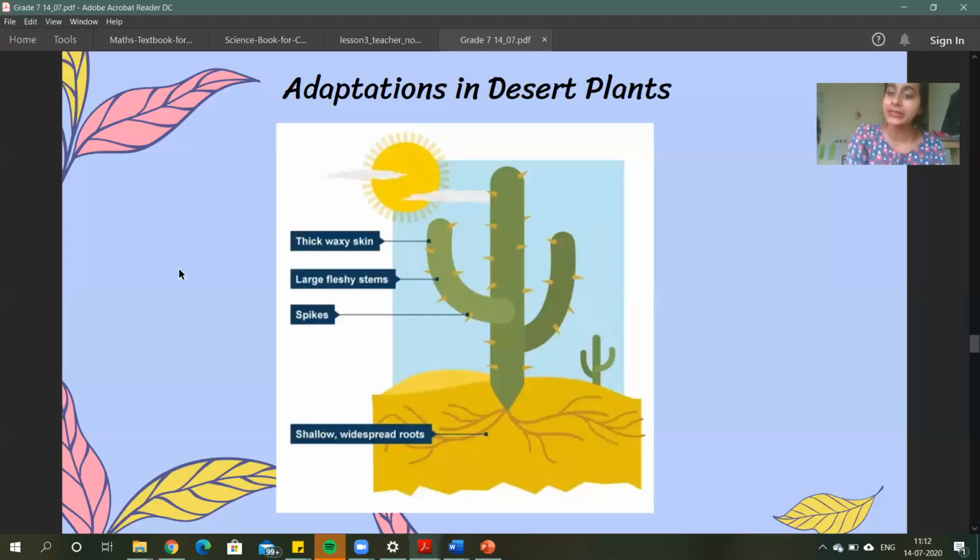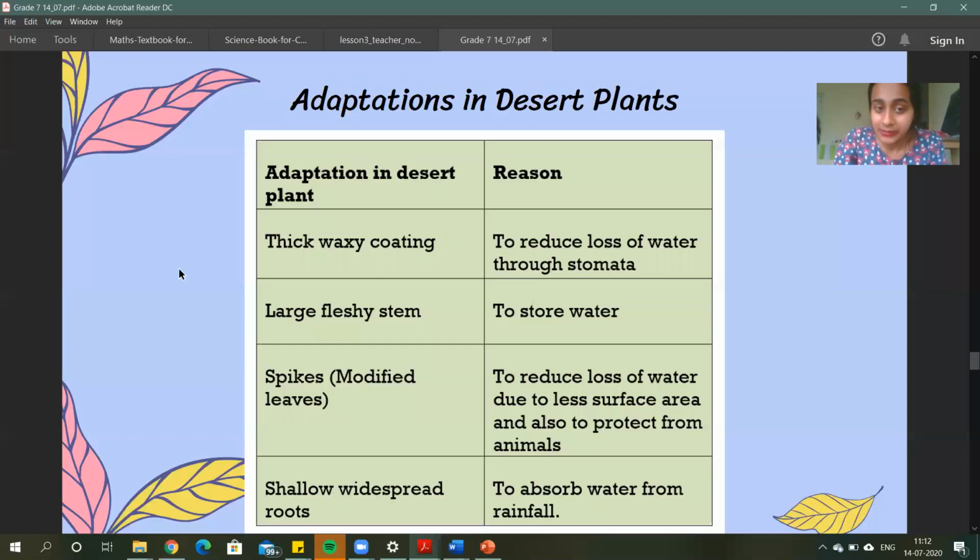अगर वो बहुत नीचे तक जाएंगे, एक तो नीचे पानी नहीं है, और अगर बारिश आया तो बारिश का पानी भी वो absorb नहीं कर पाएंगे. So these are the 4 adaptations that a plant in the desert has. Each has its own reason. Please write down this table properly in your copy and learn it.